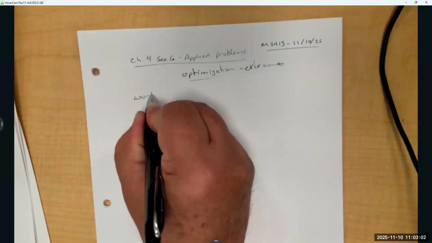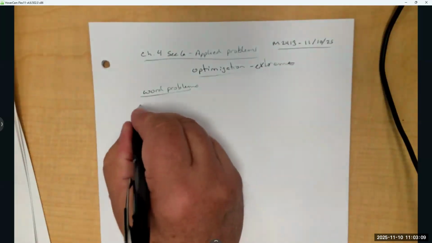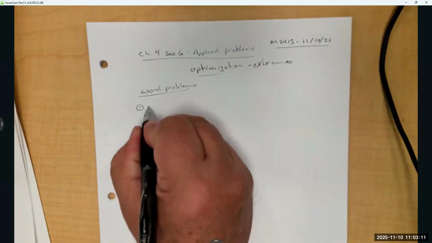Unfortunately, these are all going to be word problems, which we have to review from algebra. How do we solve word problems?